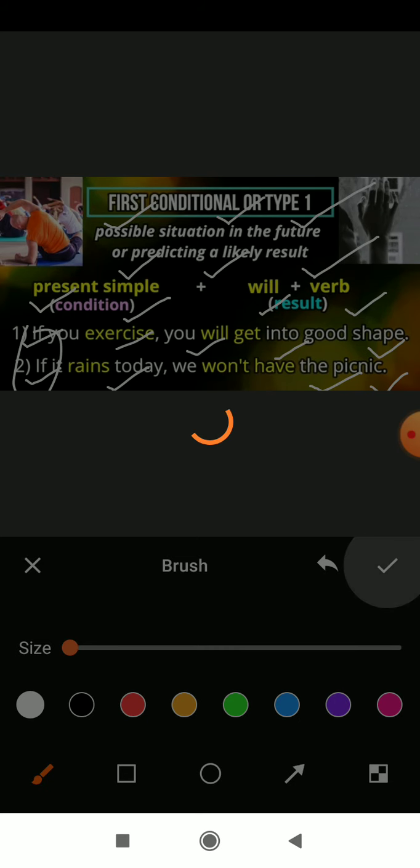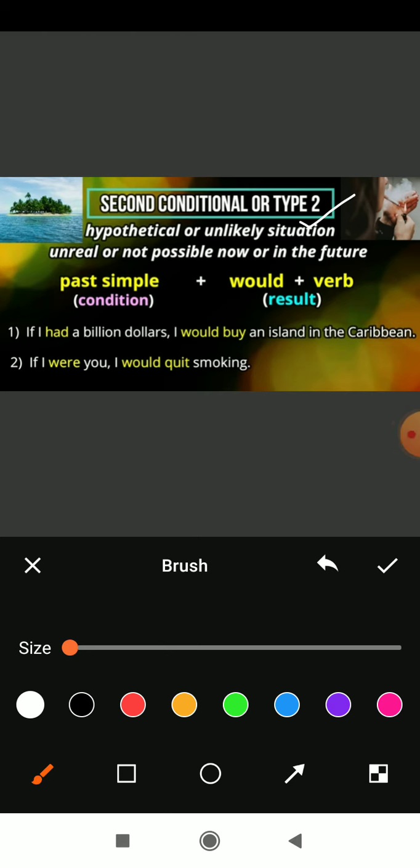Now let's begin with the second conditional clause. Here we have the second conditional, or type 2. What is a second conditional or type 2 clause? Let's begin with one definition. It is a hypothetical or unlikely situation, unreal or not possible now or in the future.